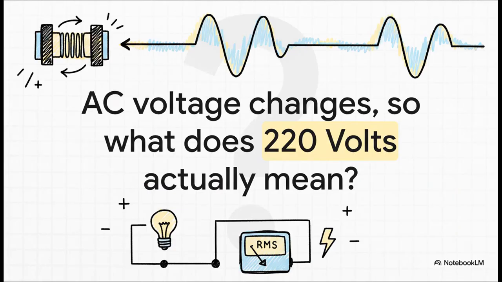Okay, let's really get into this. You've seen this on pretty much everything you plug in. It says 220 volts, or maybe 110 depending on where you are in the world. But here's the catch. The AC stands for alternating current. That means the voltage is not constant. It's actually swinging up and down, back and forth, all the time. So what single number could that possibly be referring to?